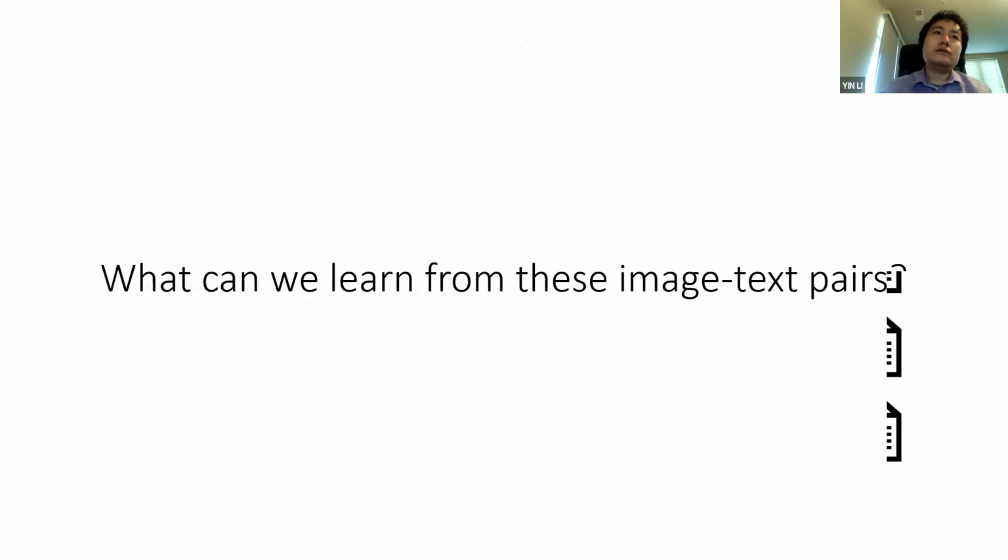Now, the question is, what can we learn from these image and text data? In particular, what can we learn from those images and their paired text descriptions? As a vision researcher, I'm primarily interested in the vision perspective. So I would like to slightly modify this problem and ask, what can we learn in terms of visual knowledge from these image and text pairs?